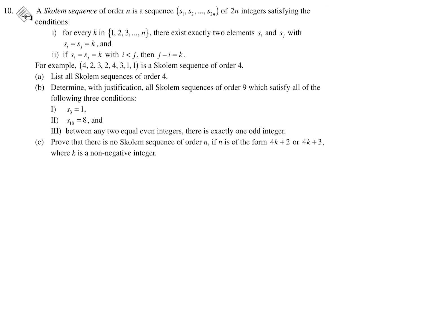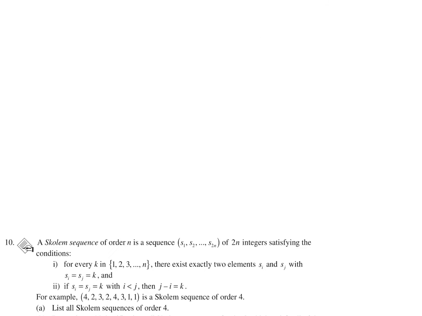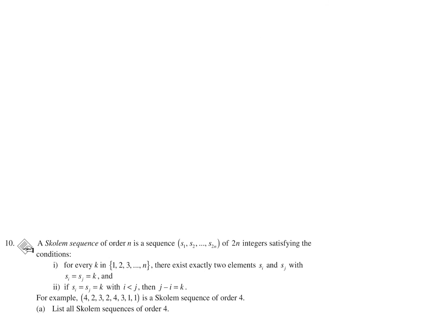A Skolem sequence of order n is a sequence S1, S2 until S2n of 2n integers satisfying the conditions. Part 1: for every k in 1, 2, 3 up until n, there exist exactly two elements, Si and Sj, with Si equal to Sj equal to k. And part 2: if Si equals Sj equals k with i less than j, then j minus i is equal to k. For example, 4, 2, 3, 2, 4, 3, 1, 1 is a Skolem sequence of order 4. List all Skolem sequences of order 4. So first, let's understand this question.